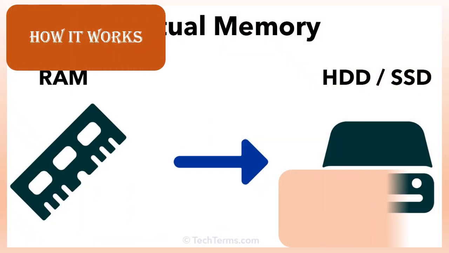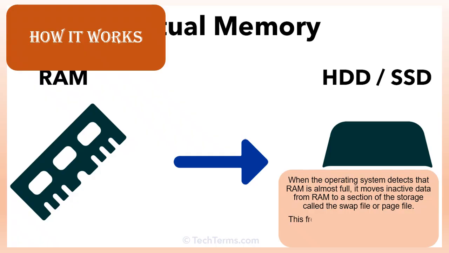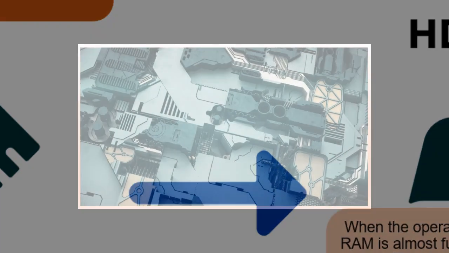How it works. When the operating system detects that RAM is almost full, it moves inactive data from RAM to a section of the storage called the swap file or page file. This frees up space in physical RAM for active processes while keeping other data available for later use.